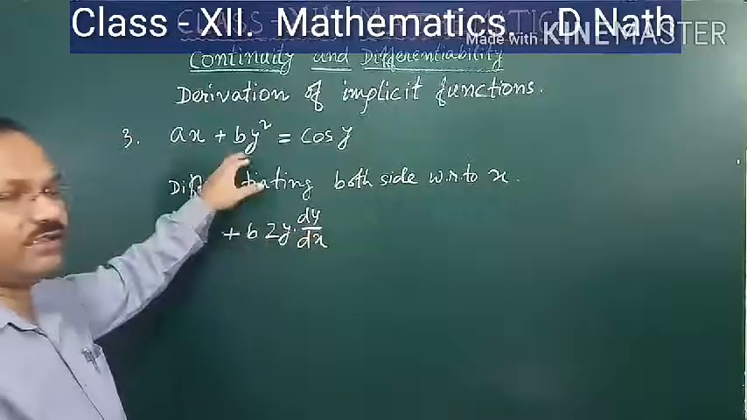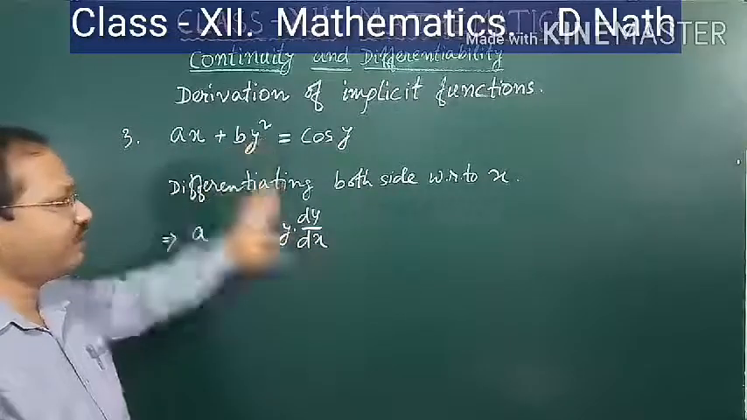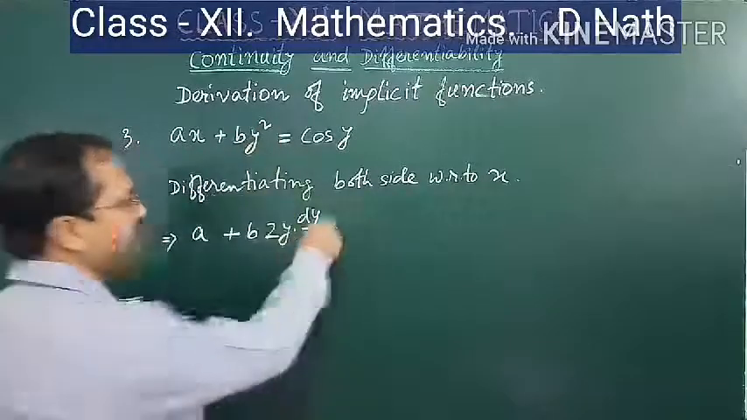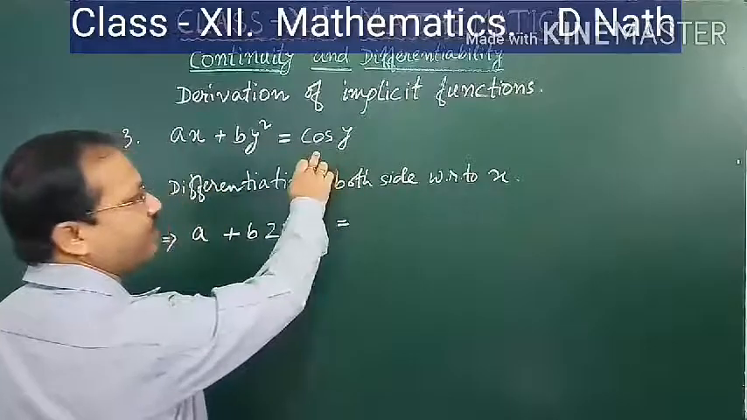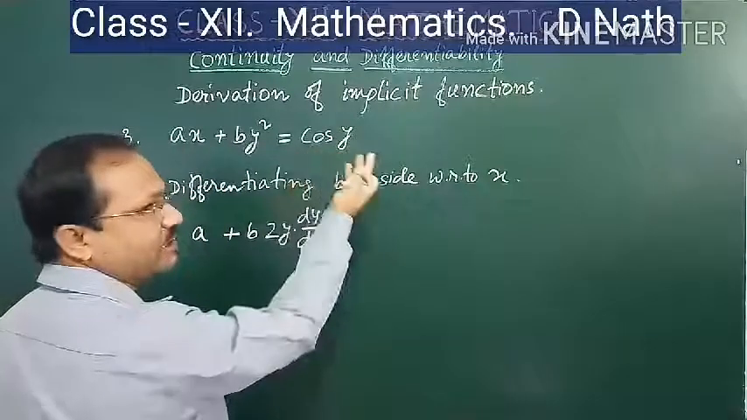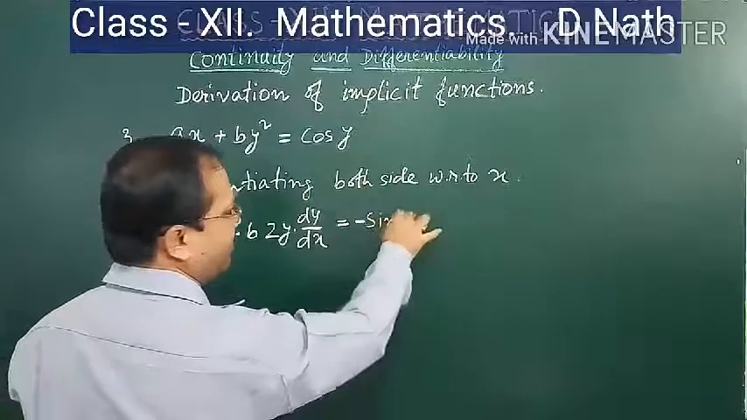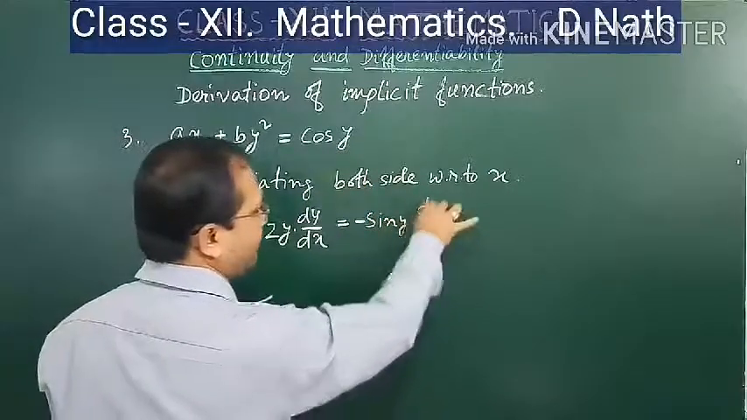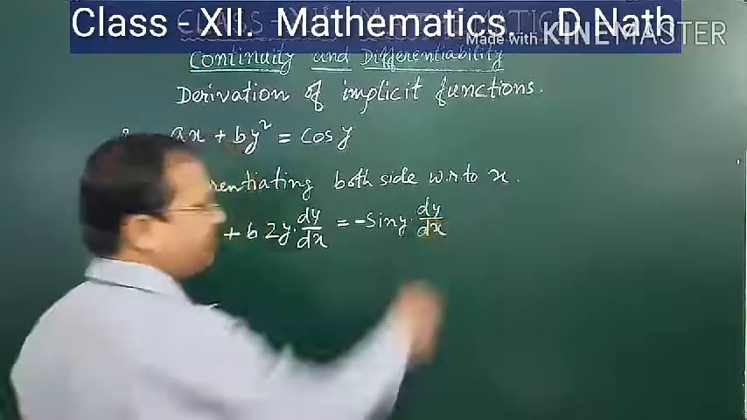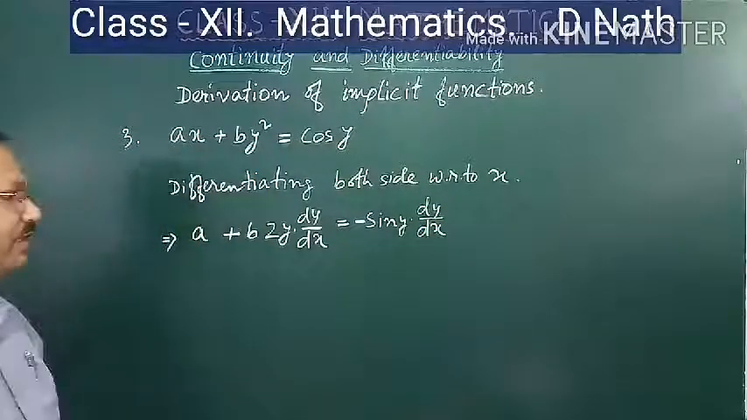Since it is y, we have to use the chain rule, twice y dy/dx is equal to, here the dx of cos x is minus sin x, so it is cos y, so minus sin y into dy/dx. We are using the chain rule, so that way.